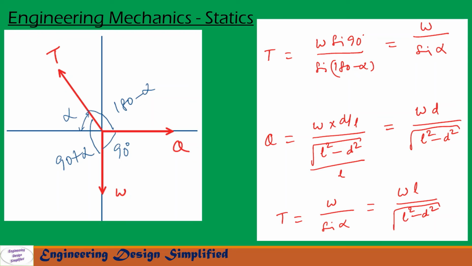Now let us substitute the cos alpha and sin alpha values. First, in Q we get Q equal to W into D by L by square root of L square minus D square by L. D by L is for cos alpha and square root of L square minus D square by L is for sin alpha. So we get Q equal to W into D by square root of L square minus D square. Similarly for T equal to W by sin alpha, we substitute square root of L square minus D square by L for sin alpha. So that becomes W into L by square root of L square minus D square.